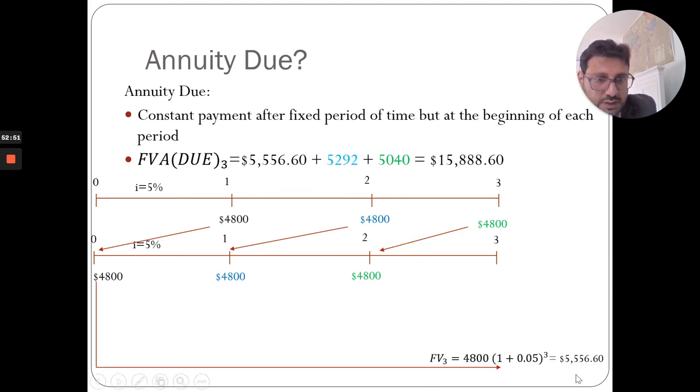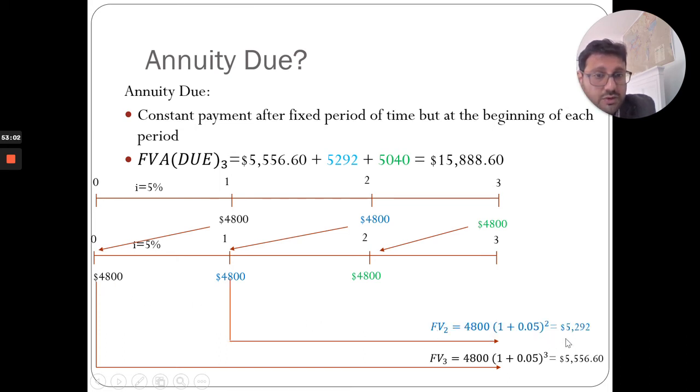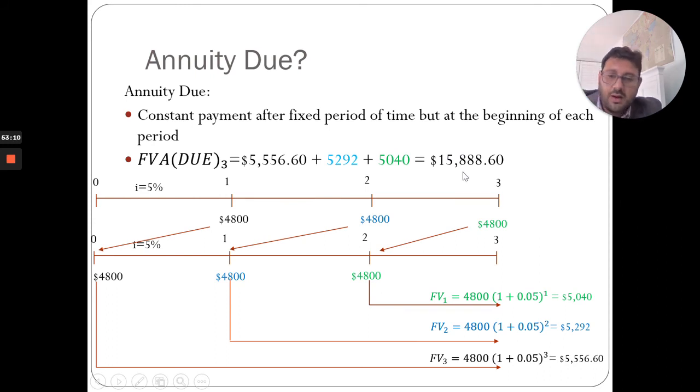So you can see the first cash flow in case of the annuity due grew by 3 time periods. The second grew by 2 time periods. The third grew by 1 time period. Now add them all, you will get this answer over here, right?